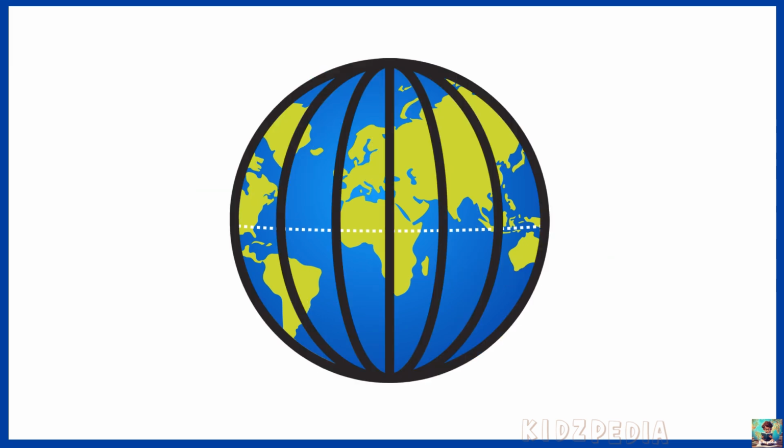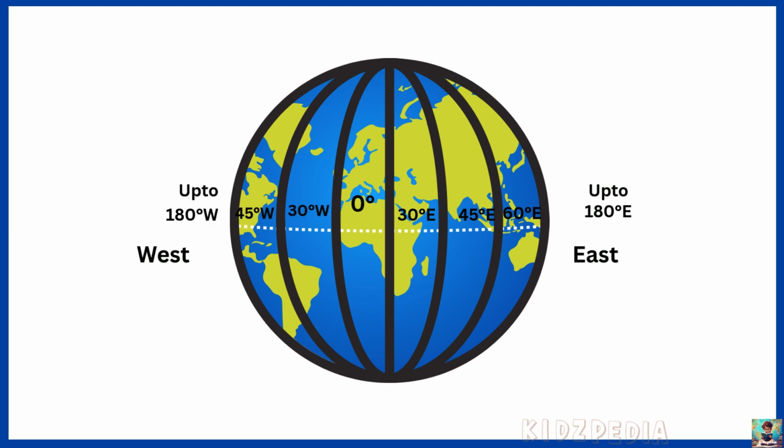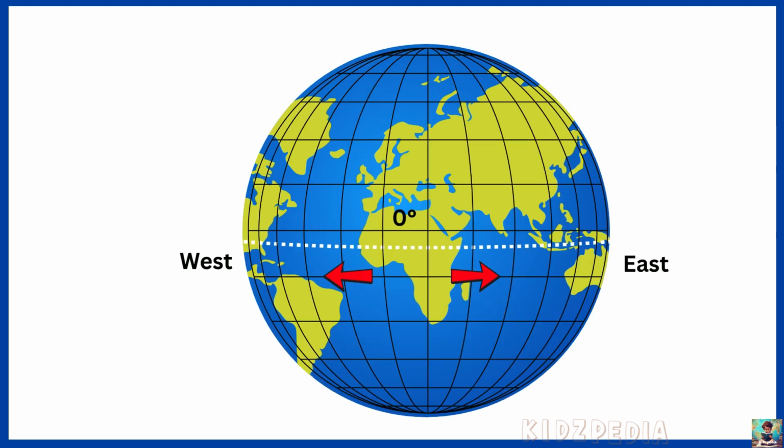Longitude is also measured in degrees. It starts at 0 degree at the prime meridian. Going eastward, longitude increases up to 180 degree east. E means east. Going westward, longitude increases up to 180 degree west. W means west.